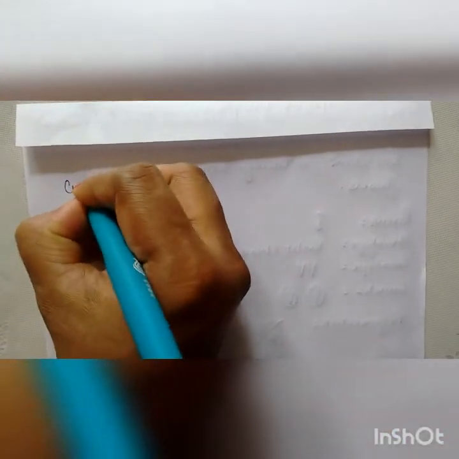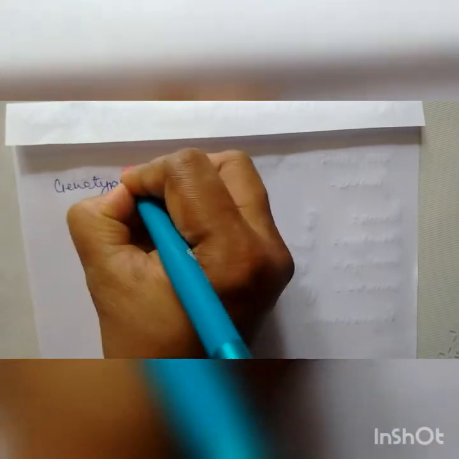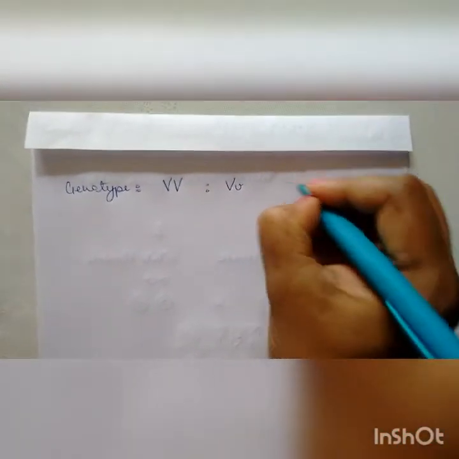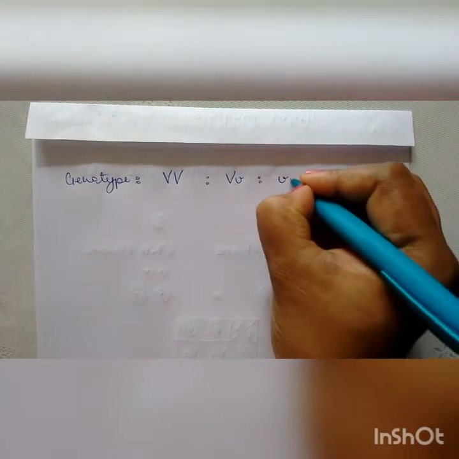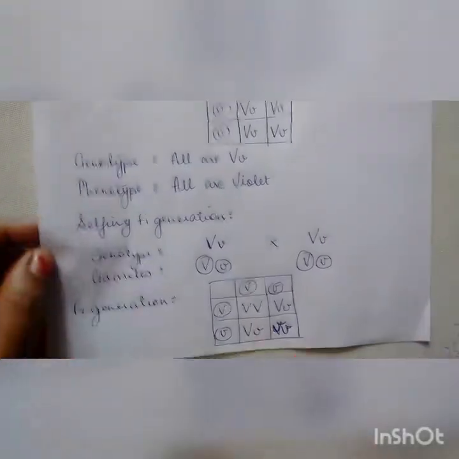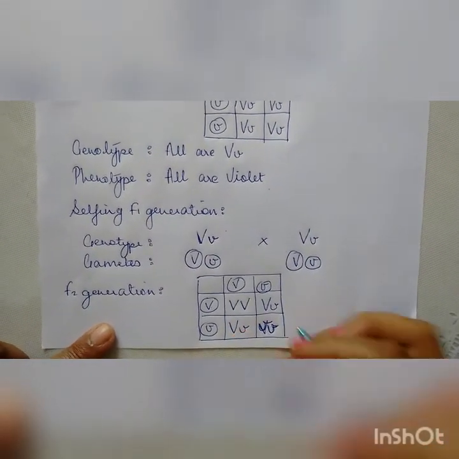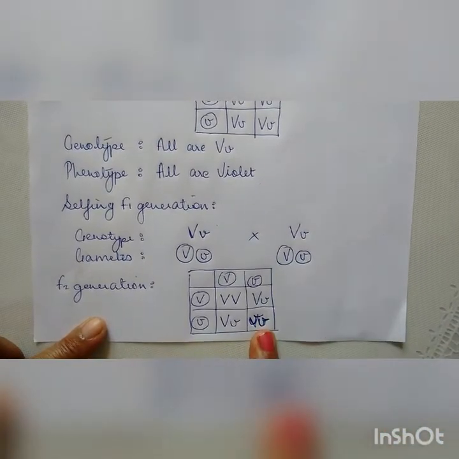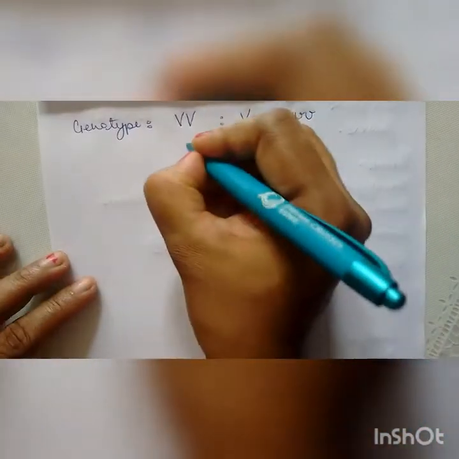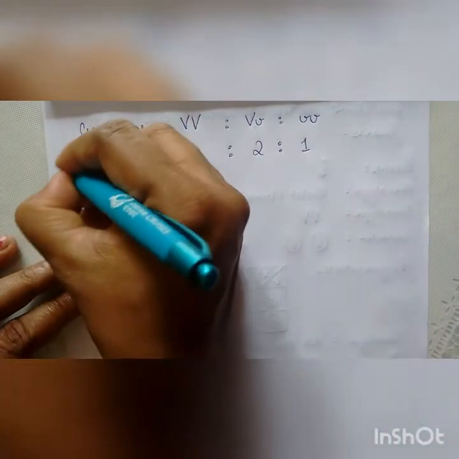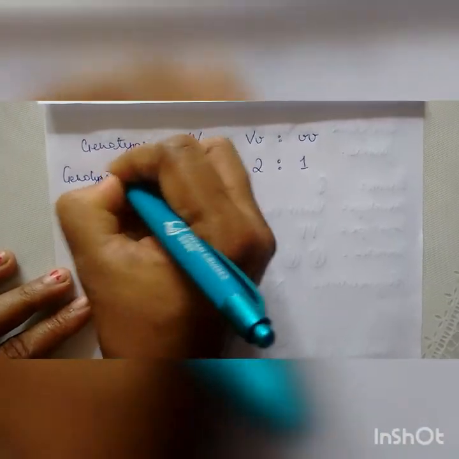So you see that in the genotypes of the F2 generation, we get capital V capital V, we get another combination of capital V, small v, and another combination of small v, small v. One of capital V capital V, two of capital V, small v, and one of small v, small v. So 1, 2, and 1. This is our genotypic ratio.